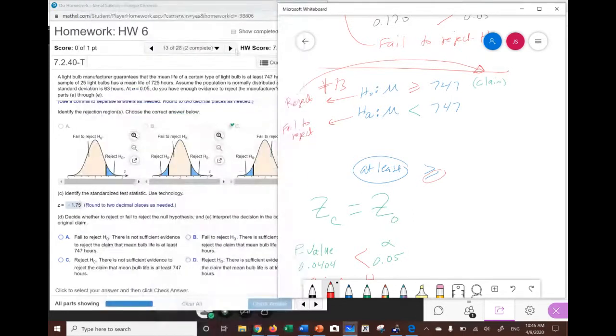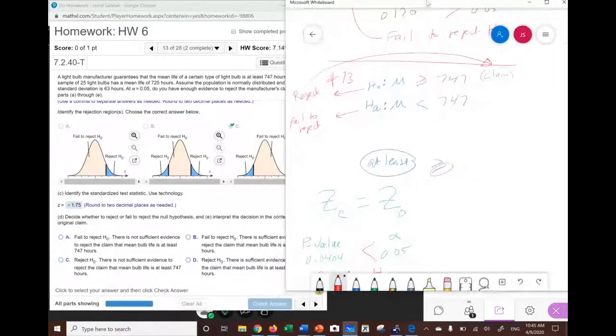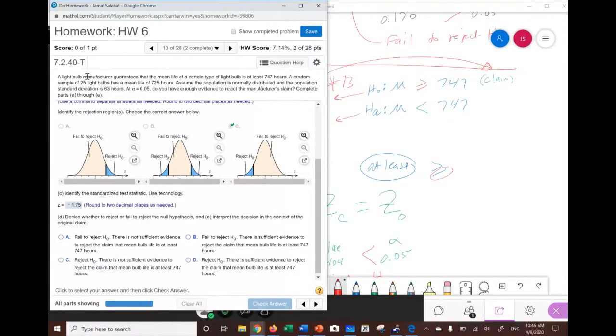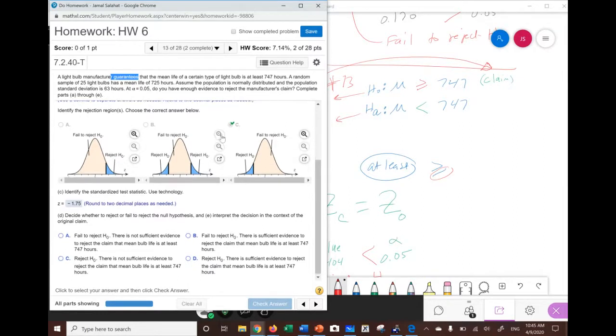So let me go back to the problem. I know what to do now. I'm going to reject the claim that they made. Remember, a light bulb manufacturer guarantees, in other words, claims that the mean life of their light bulb is at least 747. We're going to tell them, sorry, you are wrong. So we're going to come down in here and say what? It says in here, fail to reject H note, which is not true. We said reject H note. So reject H note is a C. Fail to reject H note is a B. Reject H note, which is a D.